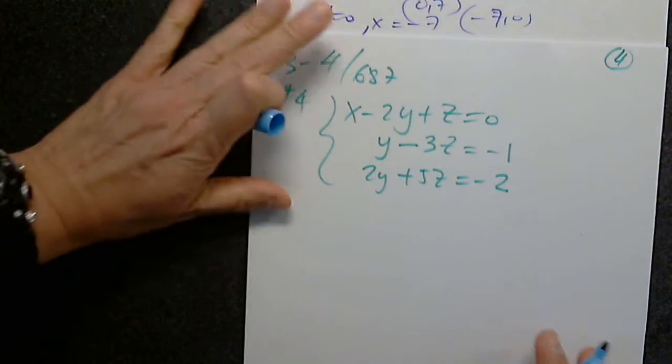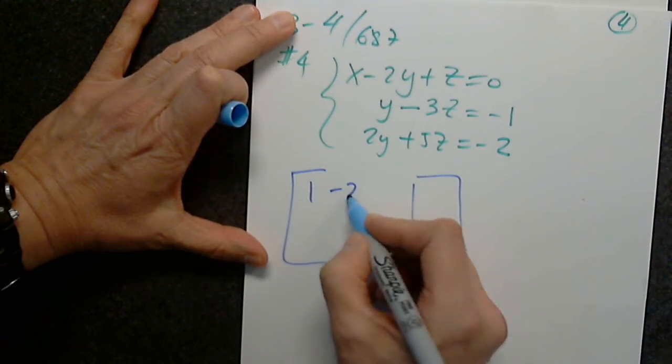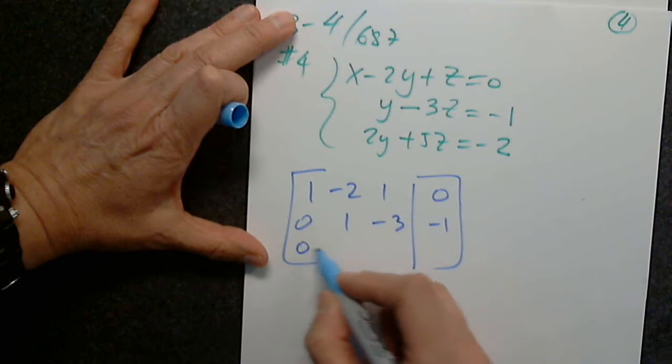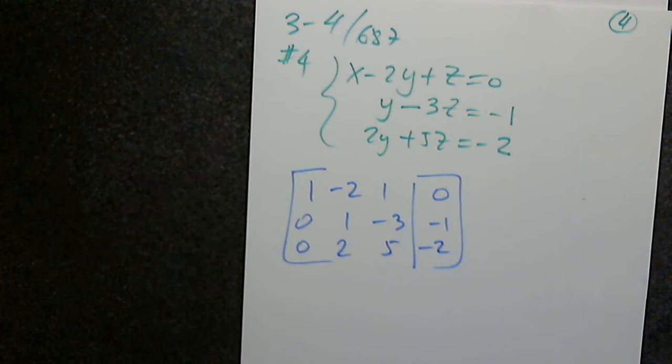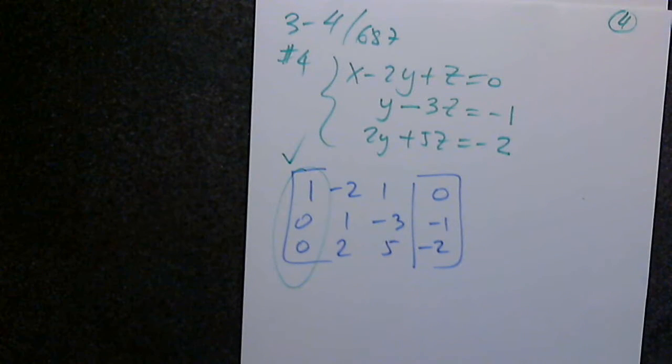Perfect. So now I'm going to write the augmented matrix. 1, -2, 1, 0, 0, 1, -3, -1, 0, 2, 5, -2. That's very advantageous. This is already done, and this is already done. Very convenient. Thank you, Priscilla. You made it easy on us.